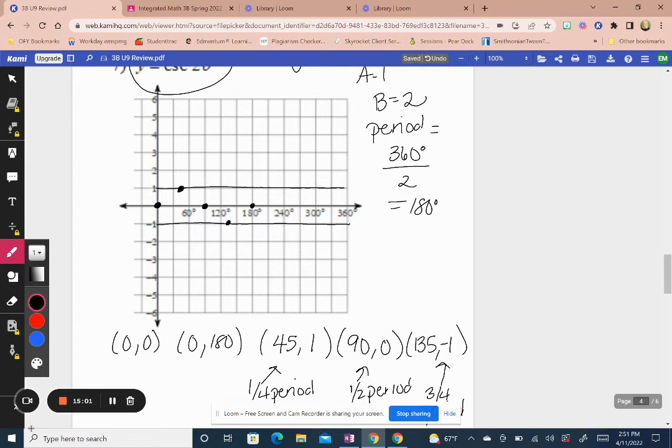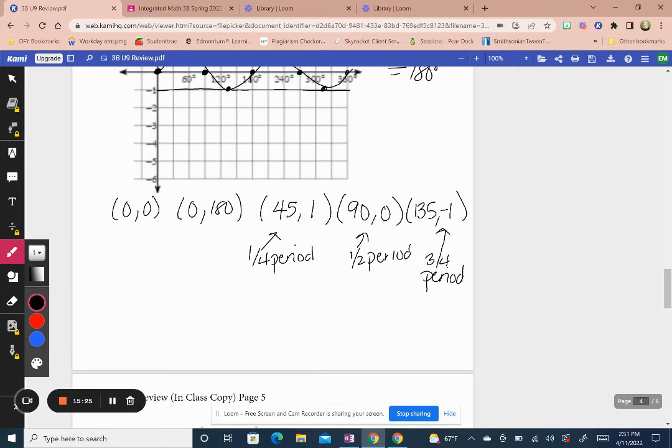1.5 to the right, and 1 up. So continue the pattern, 1.5 to the right, 1 up. Then we go 1 down, 1.5 to the right. Okay. And then 1 down, 1.5 to the right. And then 1.5 to the right, 1 up. Great. This is going to be our sine function.